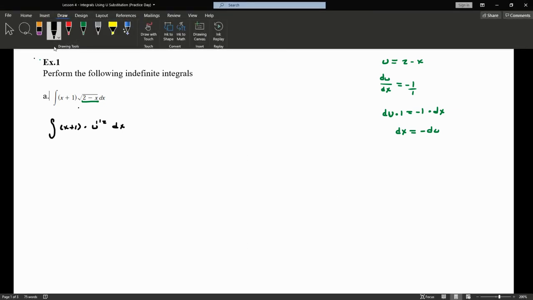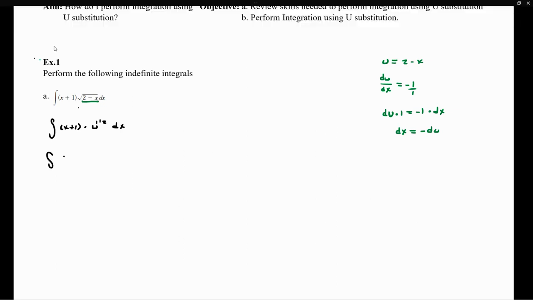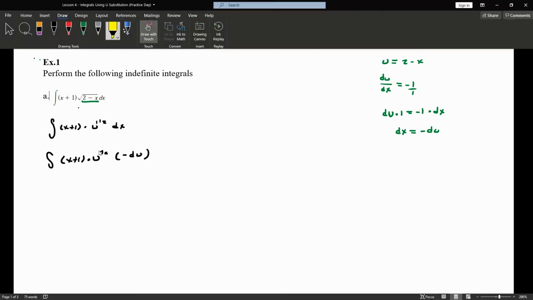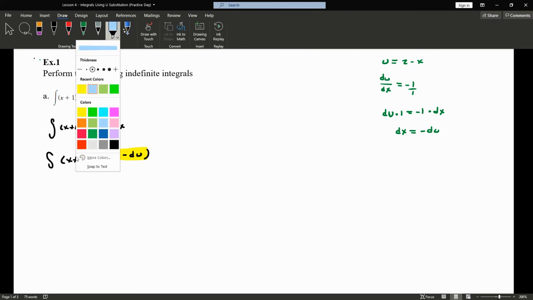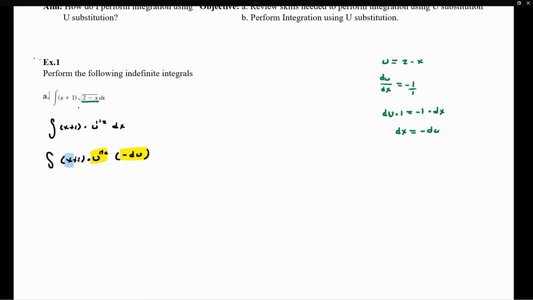Let's rewrite our integration with that new information. So now we're going to get x plus 1 times u to the 1/2. But now dx we can write as negative du. I think things are looking better because now I have a variable of u and my derivative is in terms of u. The only thing that we need to fix now is this variable of x, because the whole integration needs to be written within the same variable, the variable u.